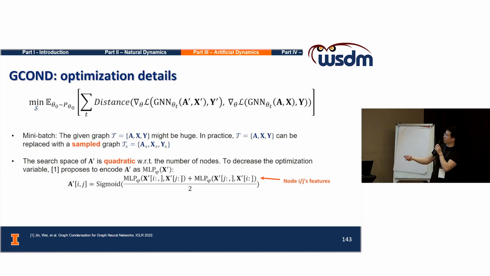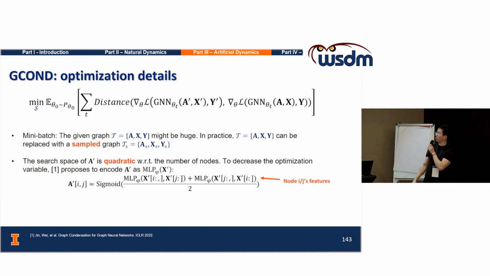And another problem is saving the space of the adjacency matrix. We know that the adjacency matrix is an m by m matrix, right? So the search space is quadratic with respect to the number of nodes, and that will somehow be heavy.